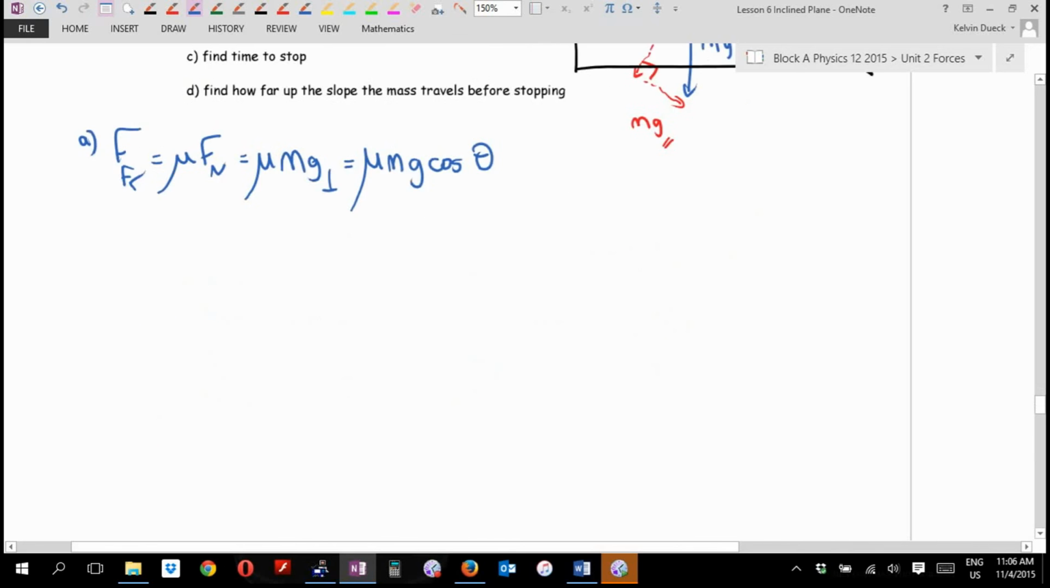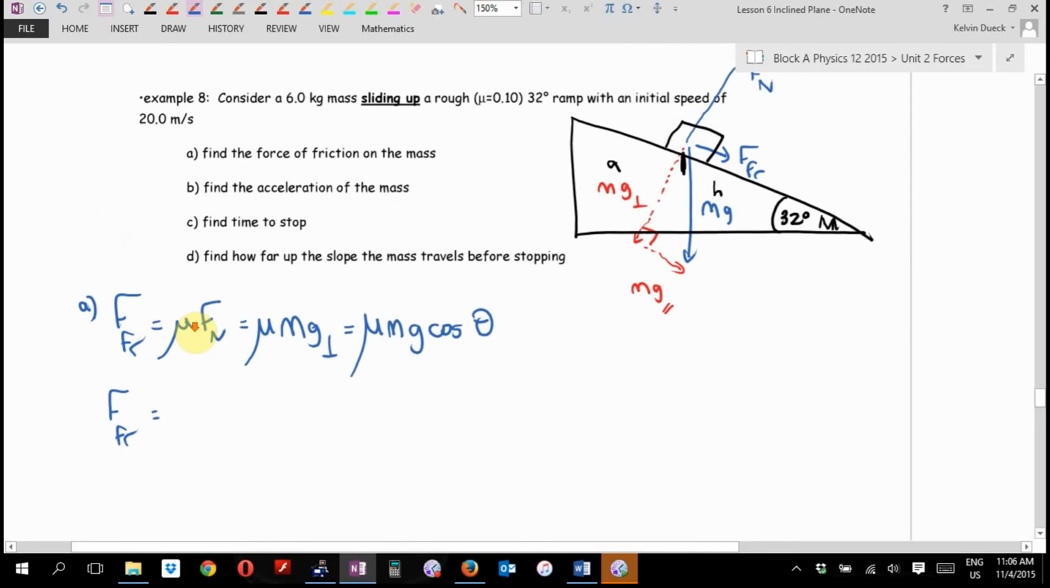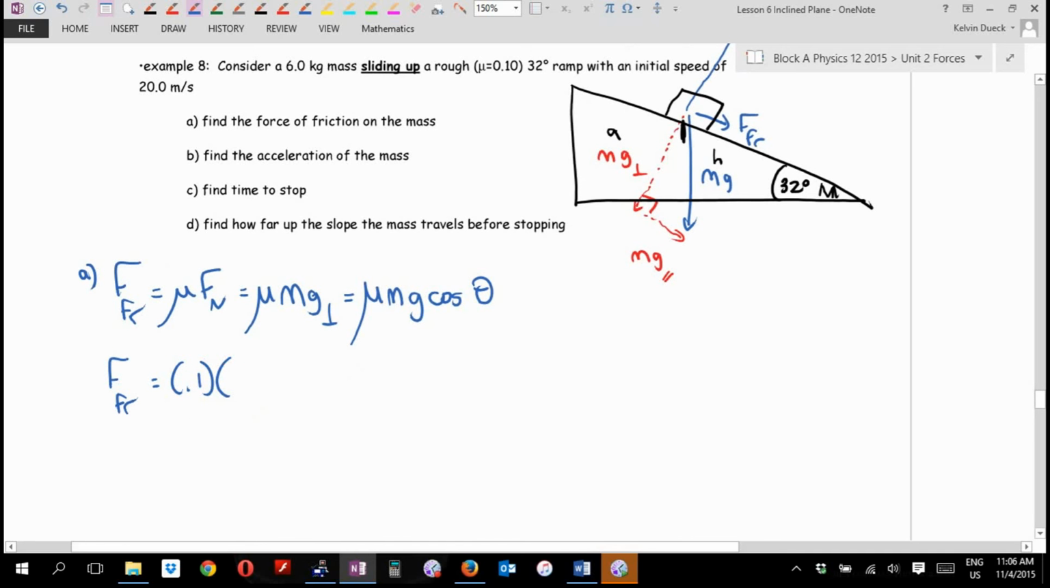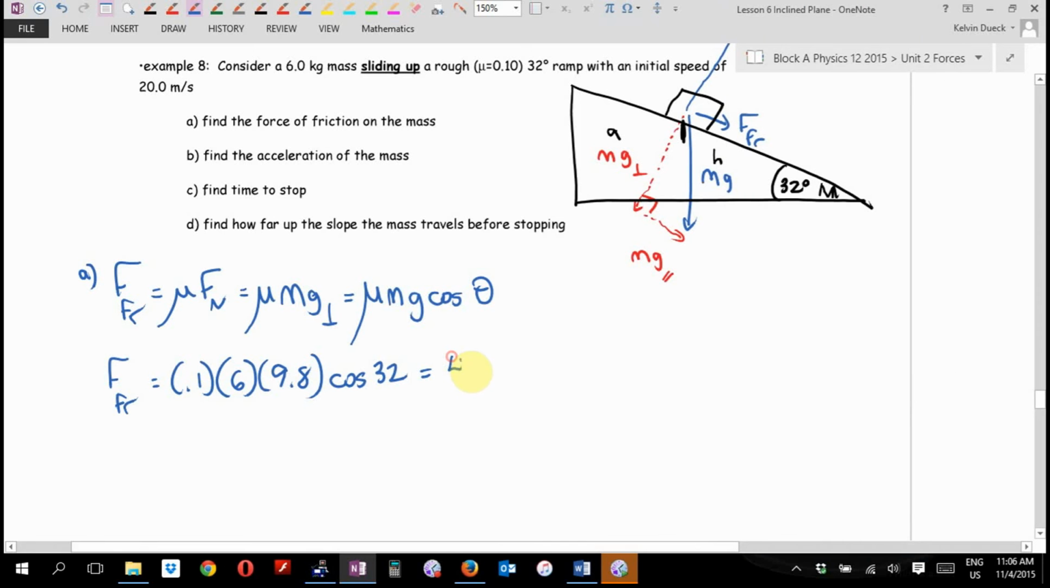Now let's plug in numbers. Did I leave lots of room? I did. Friction equals, what's mu? 0.1, m is 6, g is 9.8, cos theta, 32. 0.1 times 6 times 9.8 times cos 32. And I get a friction force of 4.99, if I round off properly, Newtons. Yay.